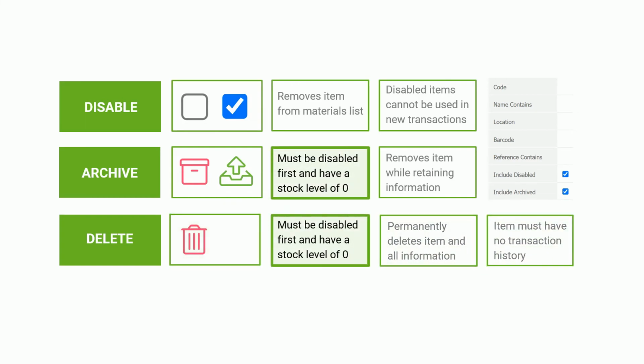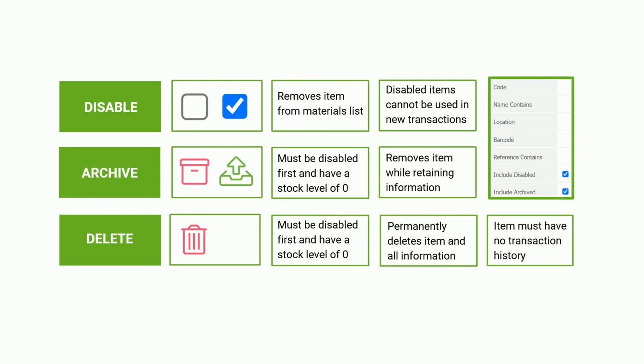To archive or delete items, the stock level must be 0 and all incomplete transactions must be completed or deleted. Lastly, to view or edit disabled and archived items, use the Advanced button at the top of Materials.